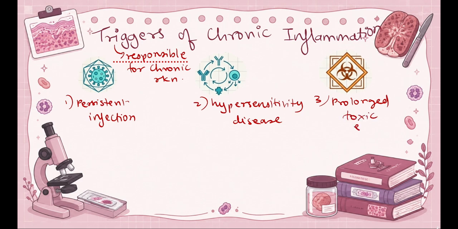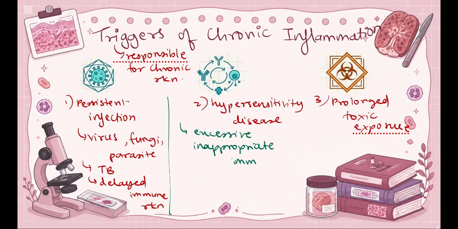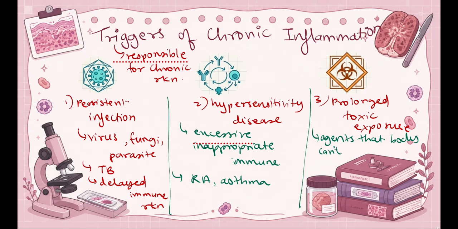Let's break these down. Persistent infections include evasive viruses, fungi, or parasites. They also include mycobacteria, like tuberculosis. These trigger a delayed immune reaction. Next are hypersensitivity diseases. These involve excessive, inappropriate immune activation. We see this in autoimmune diseases, like rheumatoid arthritis, or allergic diseases like asthma. Finally, we have prolonged toxic exposure. This involves agents the body simply cannot degrade. These can come from outside, like inhaling silica dust, which scars the lungs, or they can come from inside, like excess cholesterol driving atherosclerosis in our arteries.